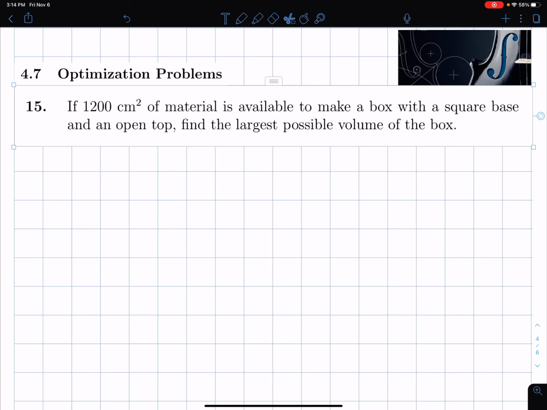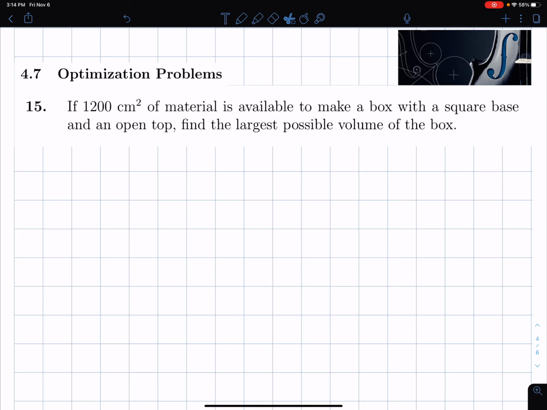Hey everyone, this is an optimization problem. So we're going to use calculus to find the largest possible box that satisfies the following requirements. So we want the biggest box. Well, there's 1200 centimeters squared of material. So you have some material like cardboard, and that's our material to make the box, and it's fixed.